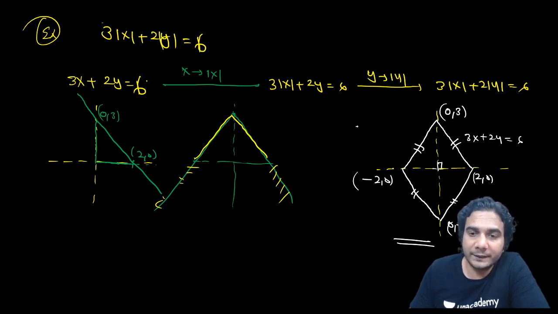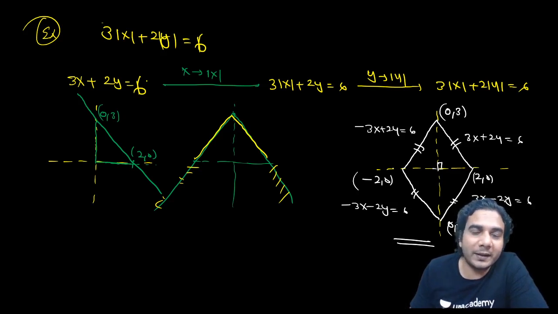In this, x is negative, so minus 3x plus 2y is equal to 6. In this, x and y both are negative, so it is minus 3x minus 2y is equal to 6. And the last one, x is positive, y is negative, so it is 3x minus 2y is equal to 6.